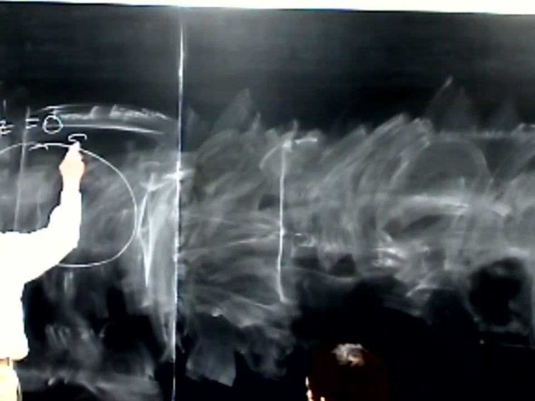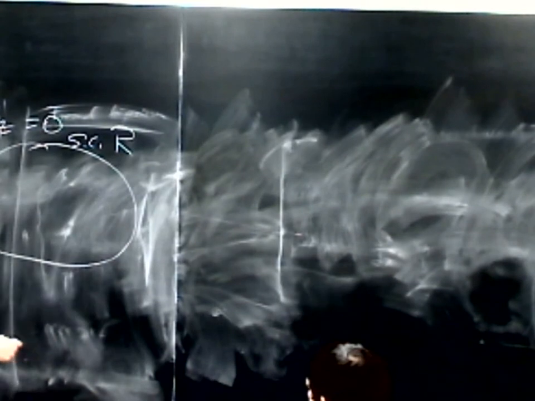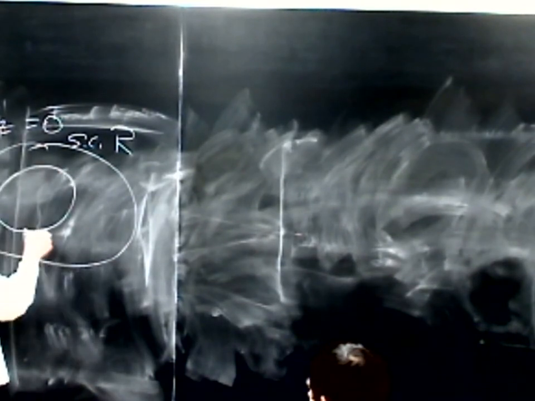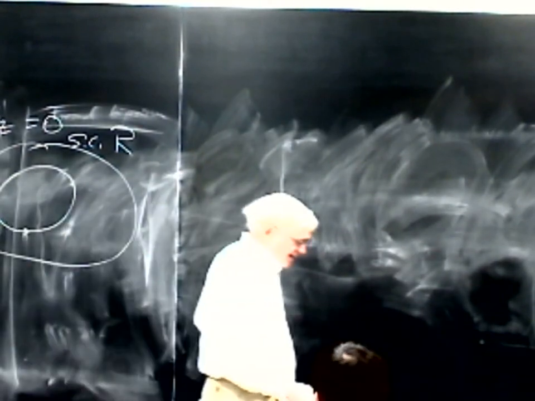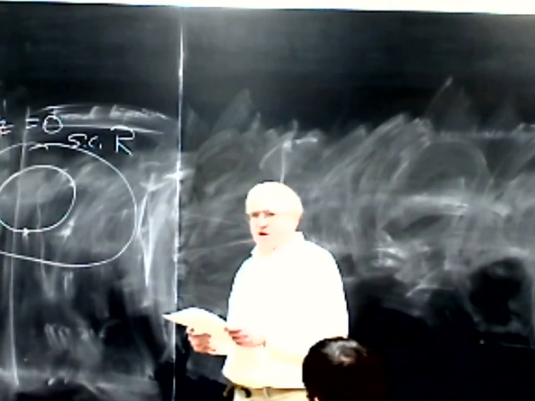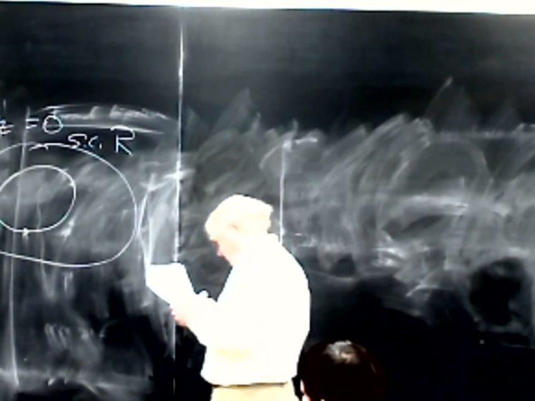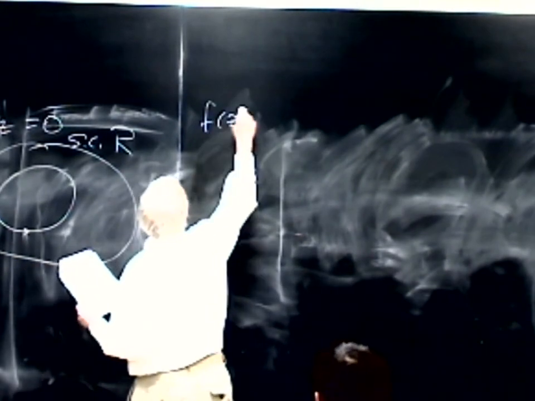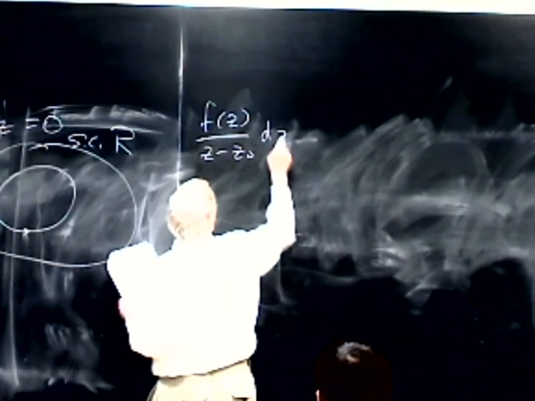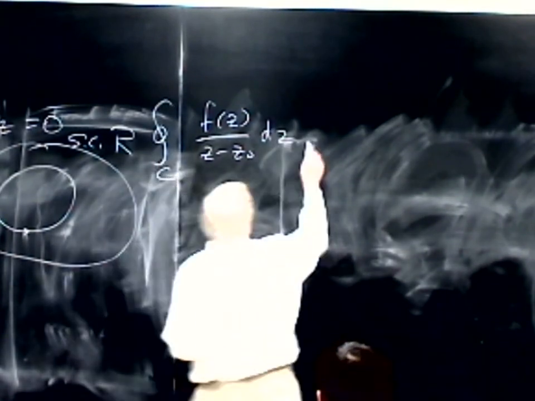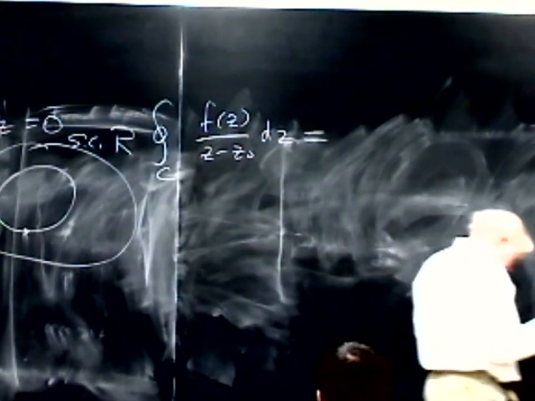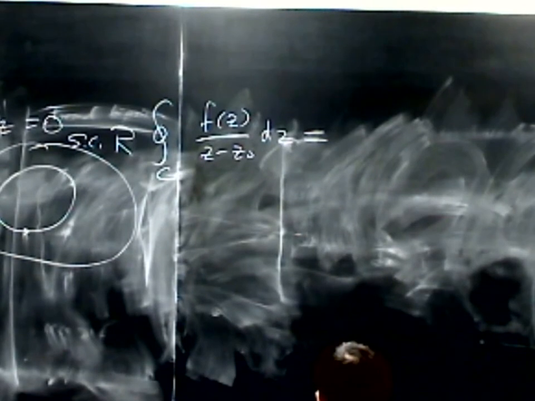Now let's do Cauchy's integral formula. And we're going to do the same thing. We're going to imagine that we have a simply connected region of analyticity R, and we're going to do a closed contour in here. But now, instead of integrating an analytic function, we're going to be integrating something a little bit more complicated. We're going to take the function f of z over z minus z0. We're going to try to see, well, what is this?